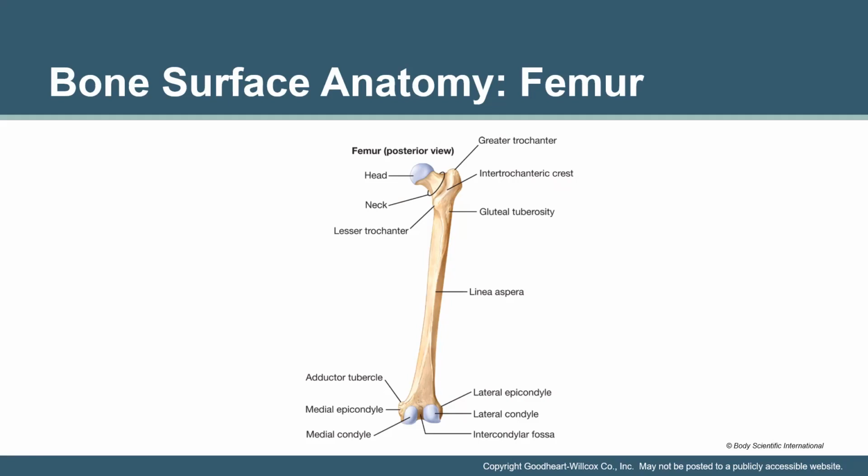Okay, back to the femur. Also, you notice a marking called the gluteal tuberosity. Again, that tuberosity is a rough and elevated surface. Then we have this ridge. This would be a line. This one in particular is called the linea aspera. This is a slightly elevated, long and narrow ridge.